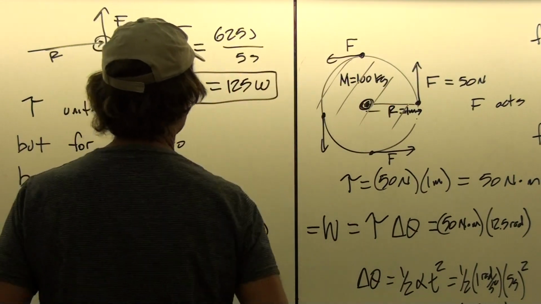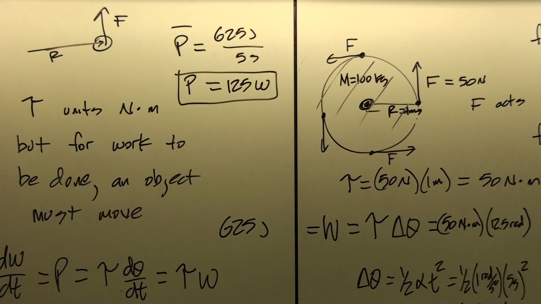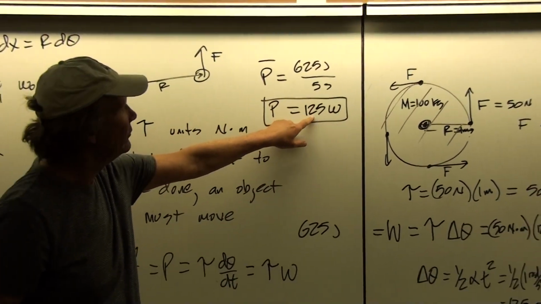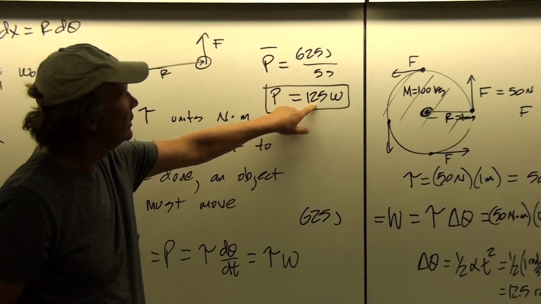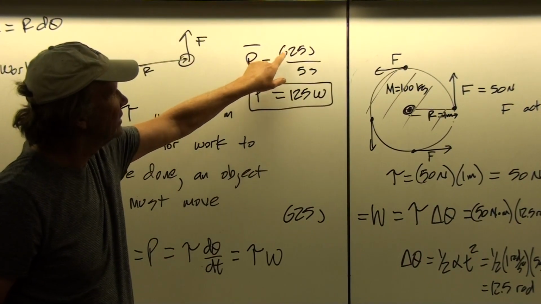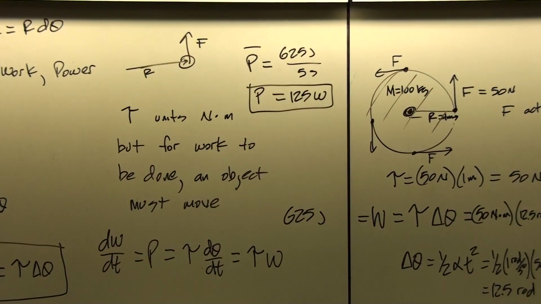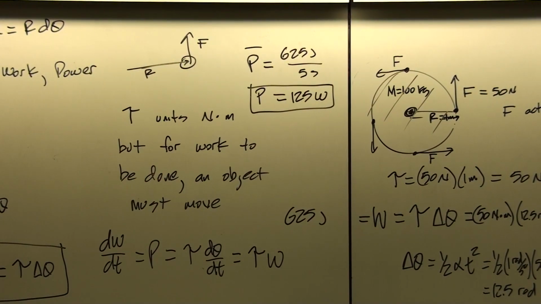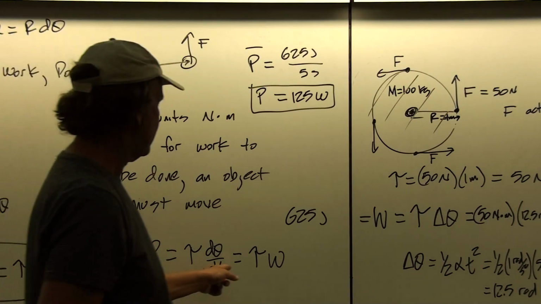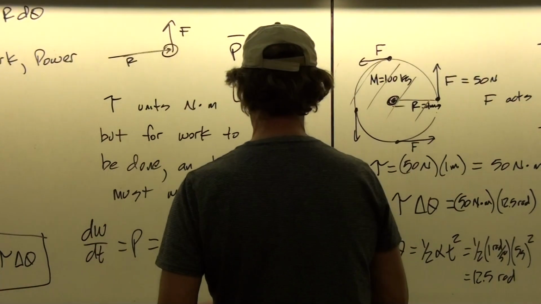So that is the rate at which work is being done. In other words, work is being done at a rate of 125 joules per second, times 5 seconds, gives us a net total of 625 joules of work being done.